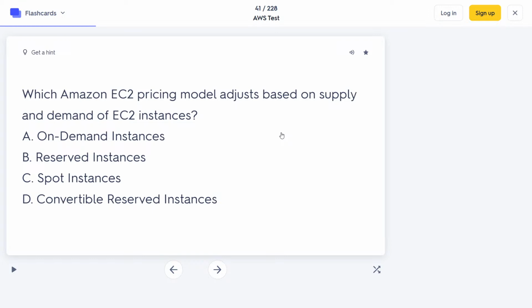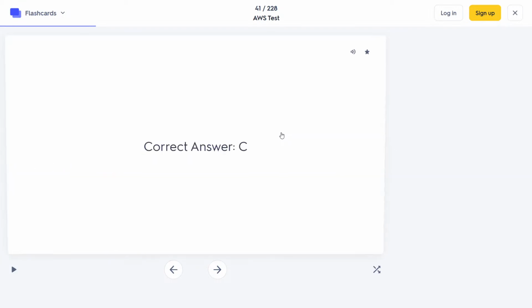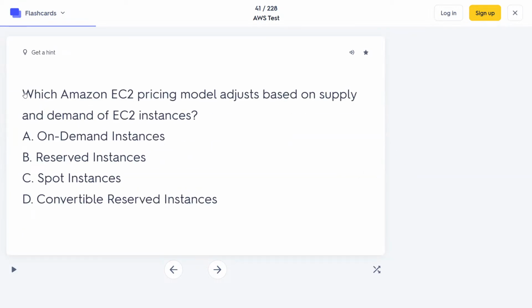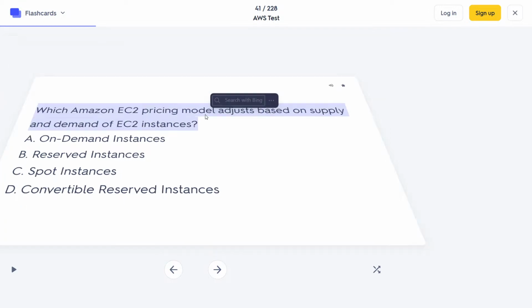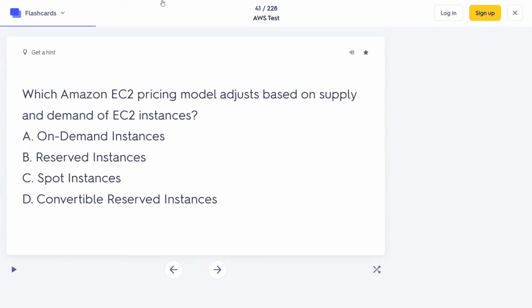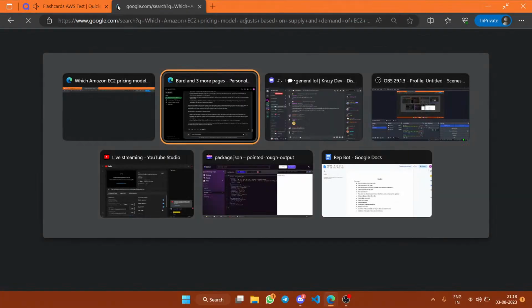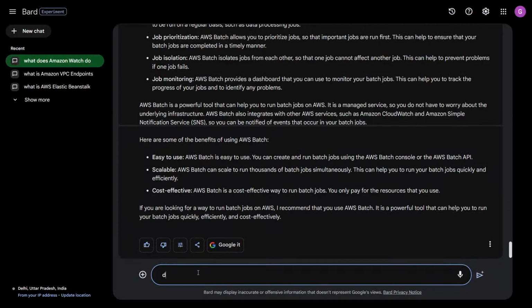Amazon EC2 pricing model adjusts based on supply and demand of EC2 instances. Okay, which one? On-demand instances sounds kind of like that, yeah. Reserved instances, not at all. But the answer is spot instances. Convertible, I will say C. Beautiful. But I would like to Google search it because on-demand instances sounds more like it. But I will just ask my boy Bard. Difference in AWS on-demand instances and spot instances.